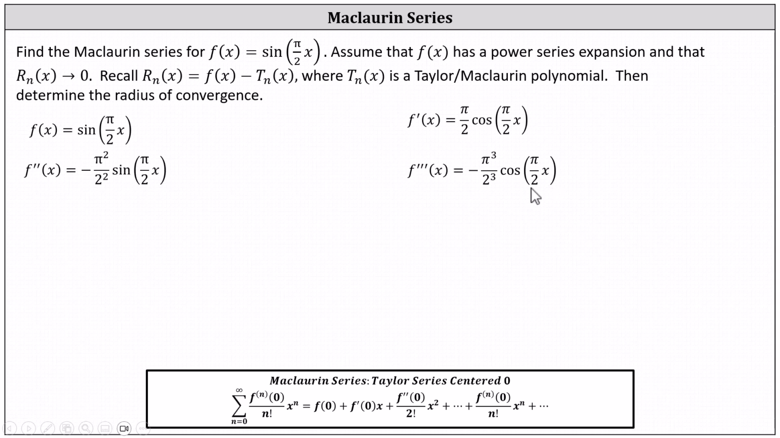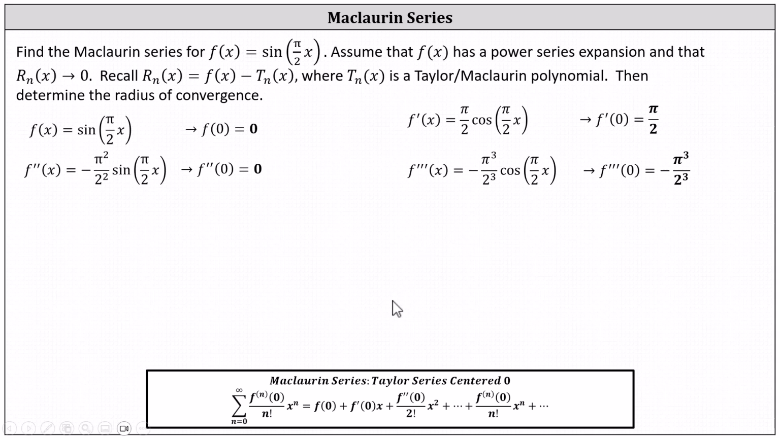And now because we're looking for the Maclaurin series centered at 0, we evaluate these four functions at x equals 0. f(0) = sin 0, which is 0. f'(0) = π/2 times cos 0, which is π/2 times 1, or π/2. f''(0) = negative π²/2² times sin 0, which is 0. f'''(0) = negative π³/2³ times cos 0, which is negative π³/2³.